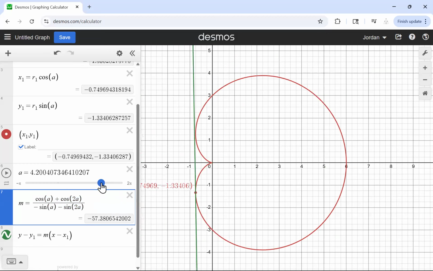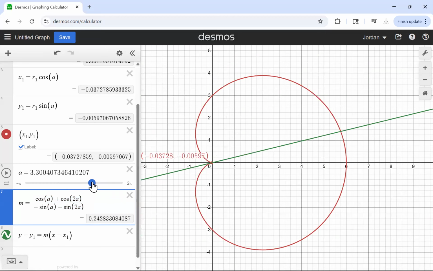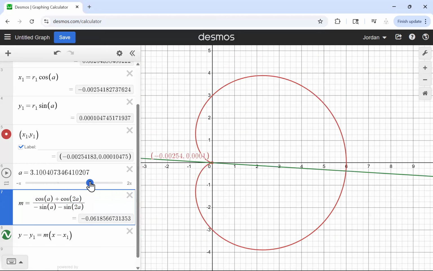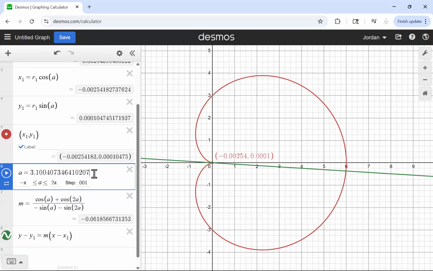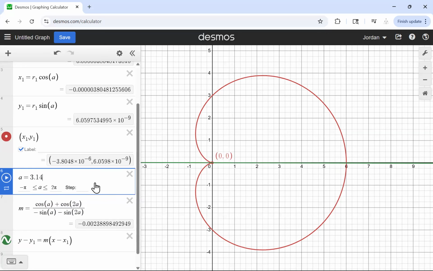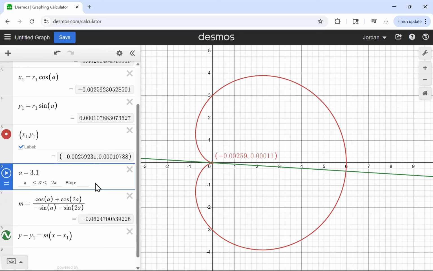You can see a weird thing happens at that point at the origin. All right, by the way, that is the value of pi. Something really interesting happens at the value of pi. We get that. Okay.